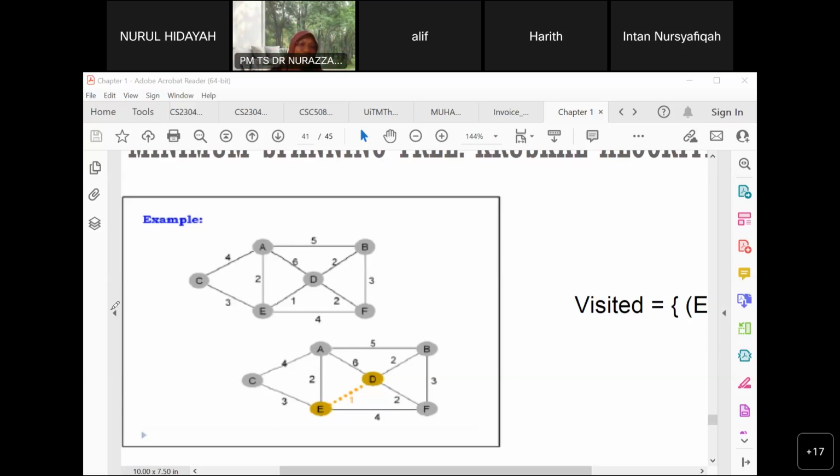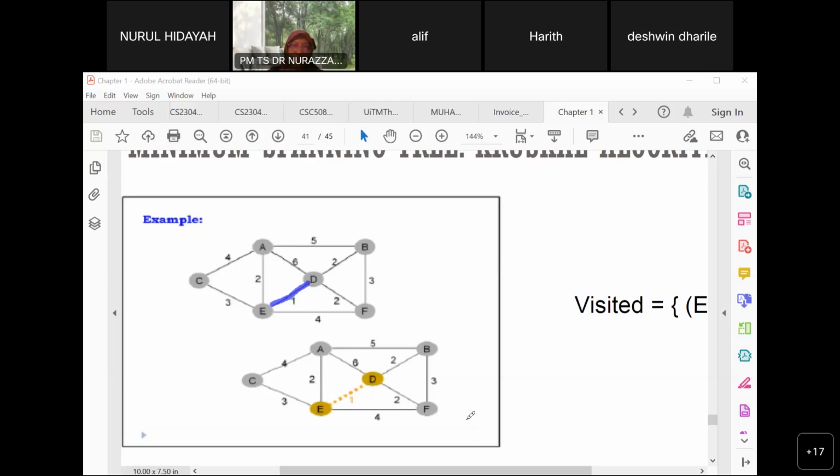Okay, so in this first one, okay, ini yang paling minimum lah, yang paling kecil, yang connect D to E. Sebab tu you tengok bawah ni dia ada dotted line tu kan, warna kuning. That means okay, we select that edge. Dia belum selected dan it does not cause cycle kan. Okay, that is the first step.